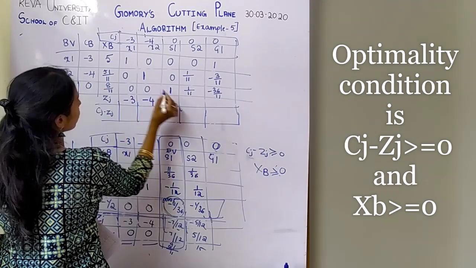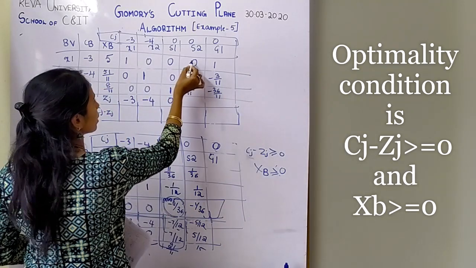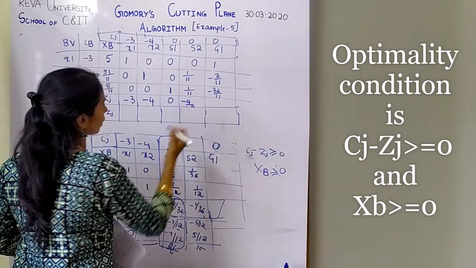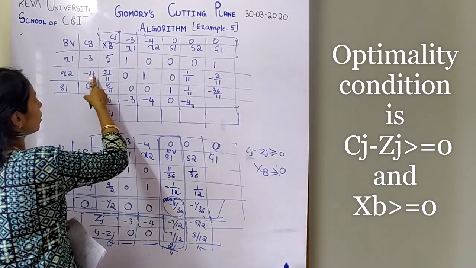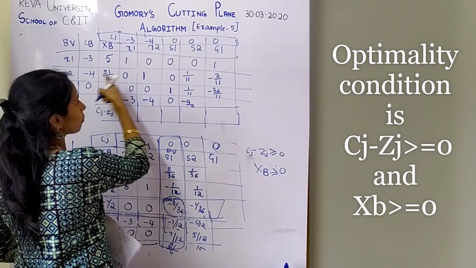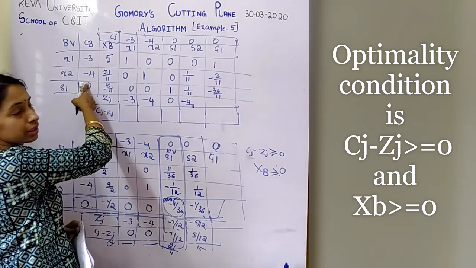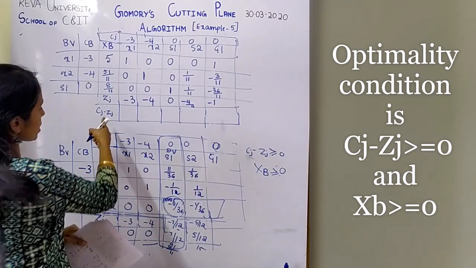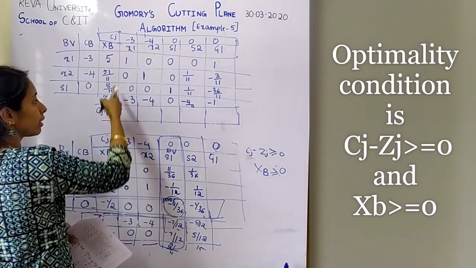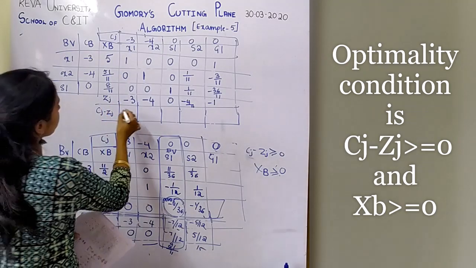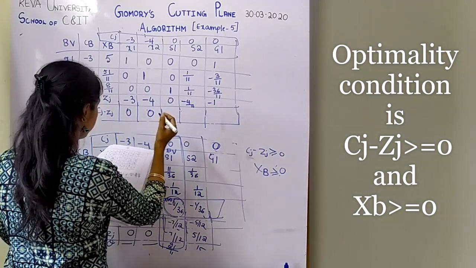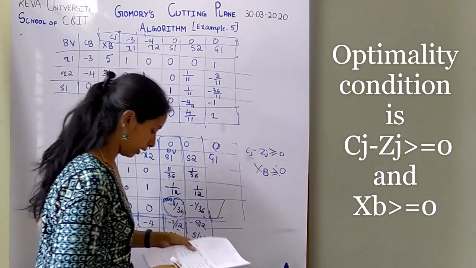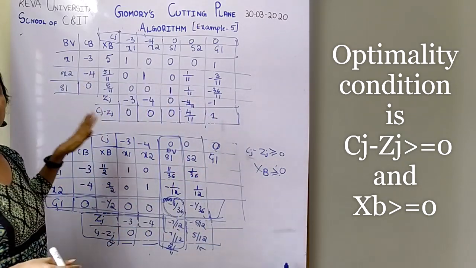Similarly, you have 1 here. 1 into 0 becomes 0. You have 0 here. So here you have -4 by 11. Here you have -3, minus of minus, so plus 4 into 3 by 11 plus 0. So you will get here -1. Now you find out Cj minus Zj: -3 minus of -3, so it becomes 0, 0, 0, 4 by 11 and you will get 1 here. Now check once this is done.